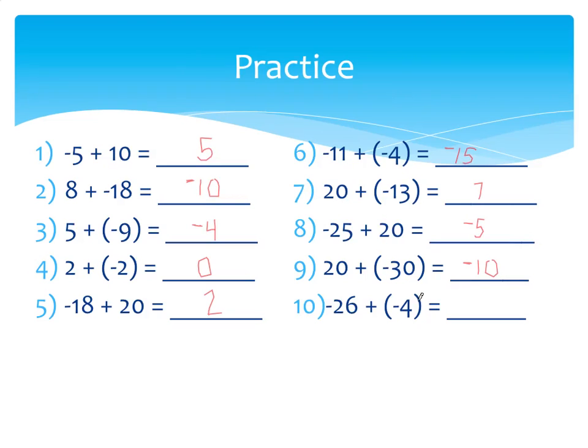And finally, the last one, number 10, negative 26 plus negative 4. Are the signs the same? Yes. So I add the numbers and keep the common sign. So I'm going to add 26 plus 4 is 30. And since both signs were negative, they were the same, I keep the common sign, which makes this negative 30.